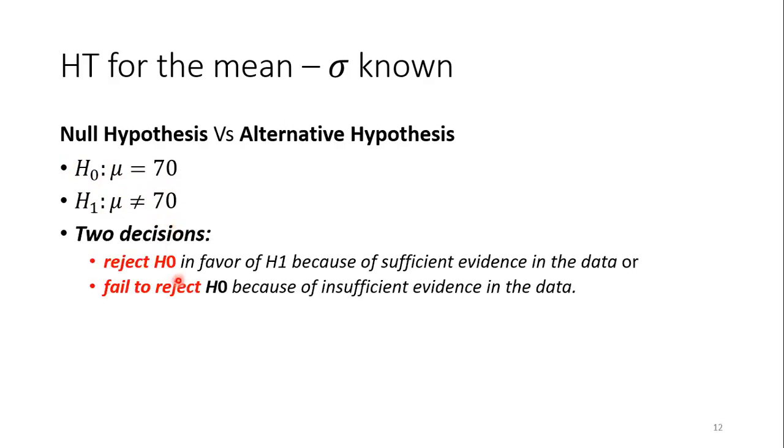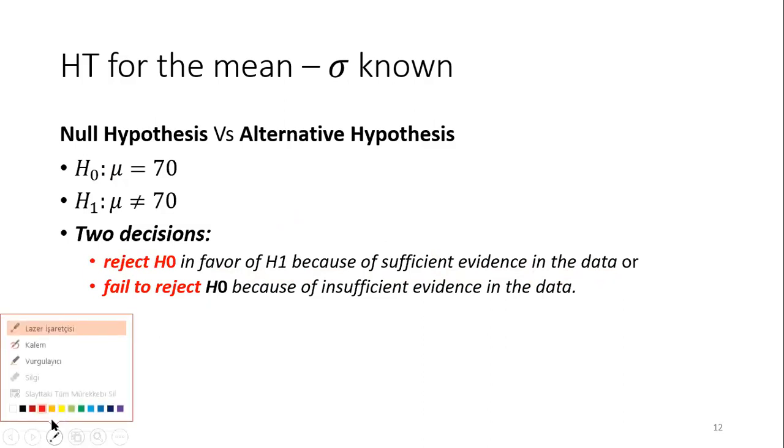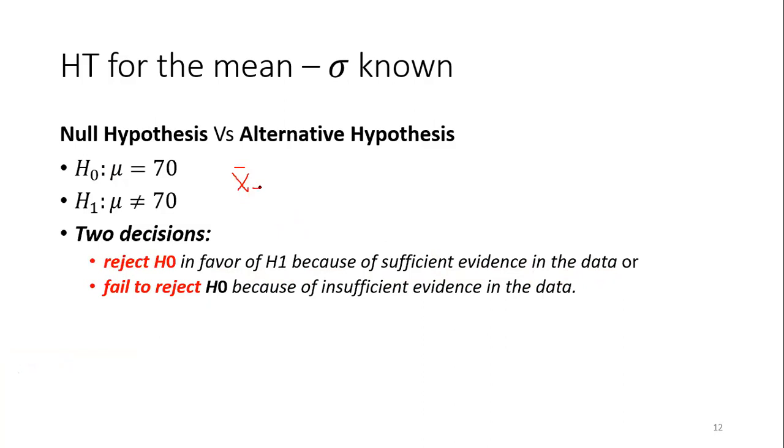Okay? So there are two decisions. You can reject the hypothesis and say, I reject. That's where you say, hocam, mu is not equal to 70, you are wrong. So: reject H0 in favor of H1 because of sufficient evidence in the data. What does it mean? Remember in our example X bar, your data says that the average lifetime is 71.8 years. You will find that this data is clearly far away from 70, which means this data is sufficient evidence to reject this hypothesis.